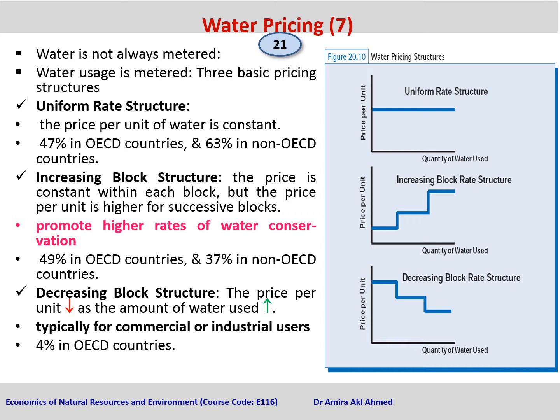Internationally, rate structures vary widely. An international survey of water utilities found that in OECD countries, 49% used increasing block pricing, 47% used uniform rates, and only 4% used decreasing block rates. In non-OECD countries, 63% of water utilities use uniform pricing, and nearly all others use increasing block pricing.